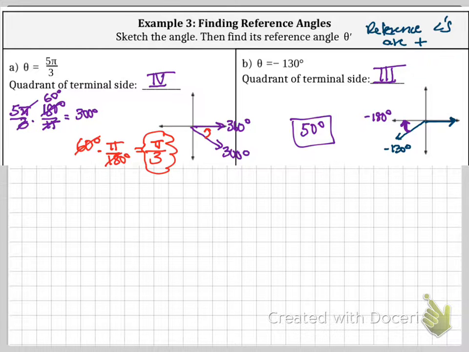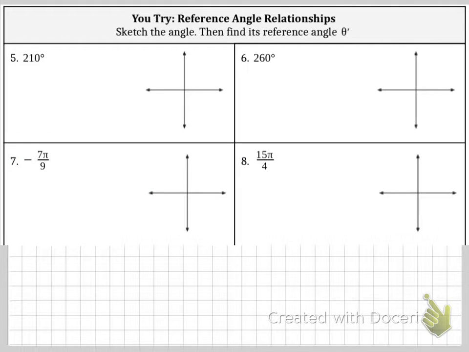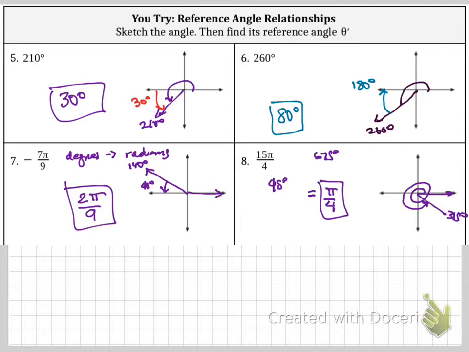So go ahead and do the next ones: 4, 5, 6, 7, and 8. For 7 and 8, again convert these to degrees, figure out what the reference angle is, and then convert back to radians. So pause it right now, try these out, and when you come back, I'll have the answers. Okay, so we tried these out. The first one would be 30 degrees. The second one, number 6, would be 80 degrees. Number 7, you would have gotten 40 degrees, which converts to 2 pi over 9. And then number 8 would be pi over 4.